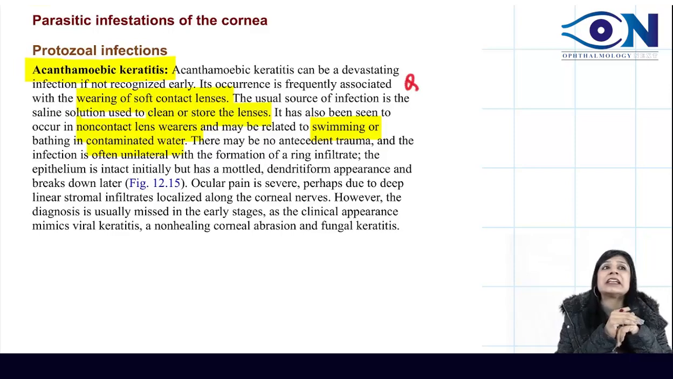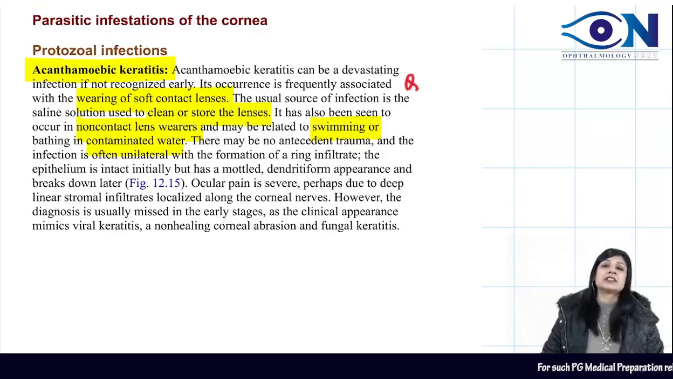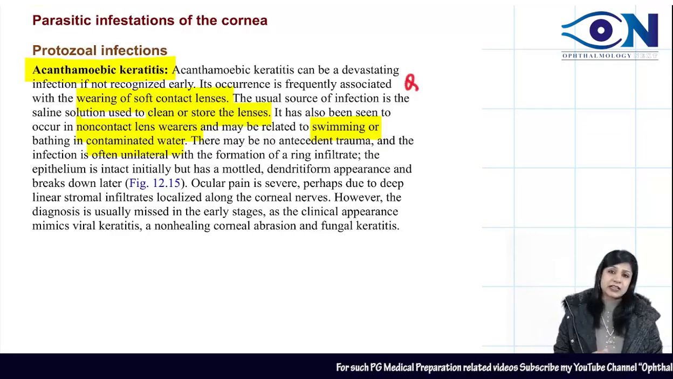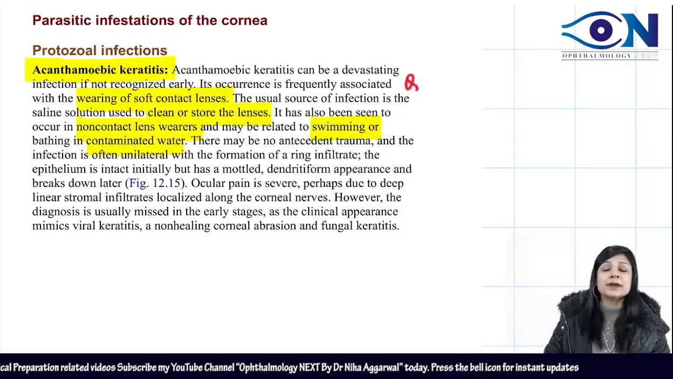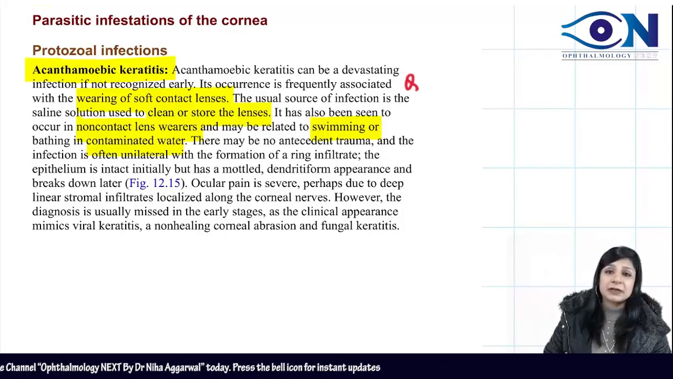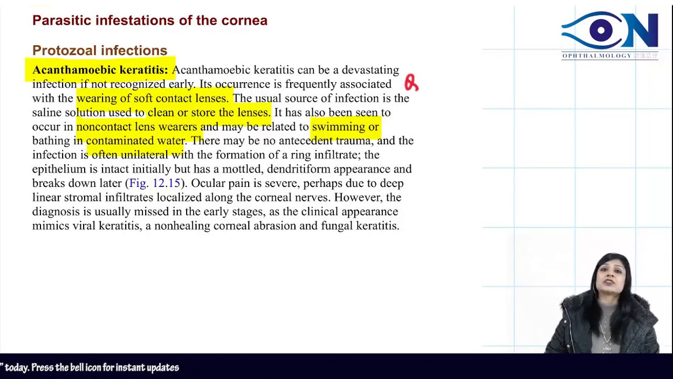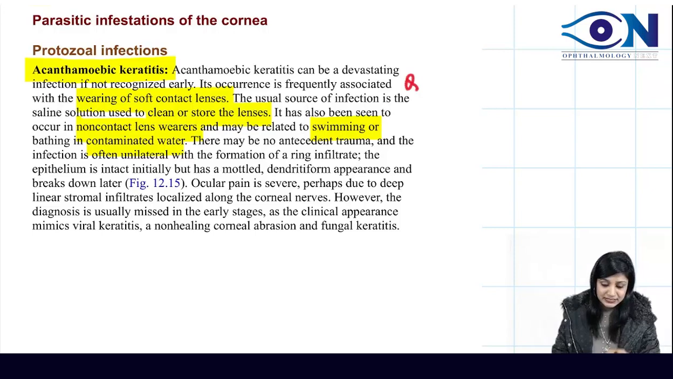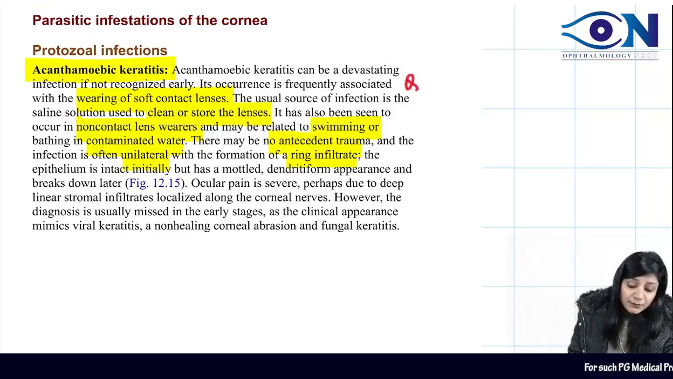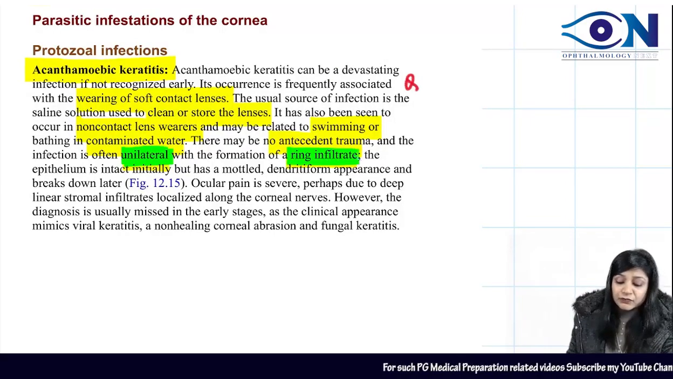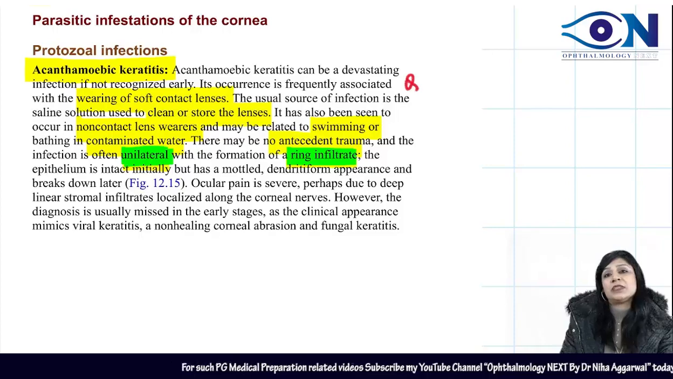Now, whenever I say trauma with the vegetative matter, it is actually the fungal corneal ulcer that comes to our mind, but this can be a confusing feature because contaminated water or the vegetative material can also be soiled. So that soil can actually cause the acanthamoeba keratitis. There may be no antecedent trauma, so you will get no history of trauma, and the infection is often unilateral with the formation of ring infiltrate. I would definitely say that these two words are really important. It is usually unilateral, and ring infiltrate is always used in connection with the acanthamoeba.